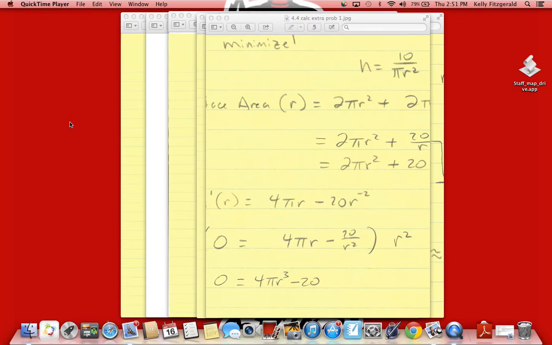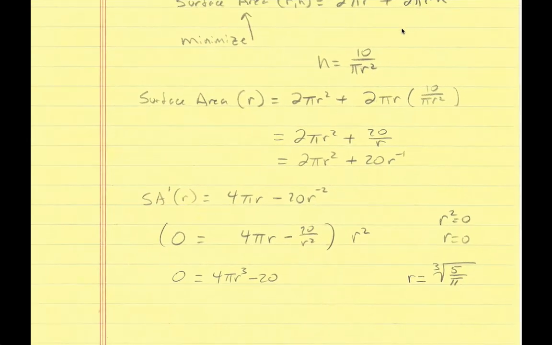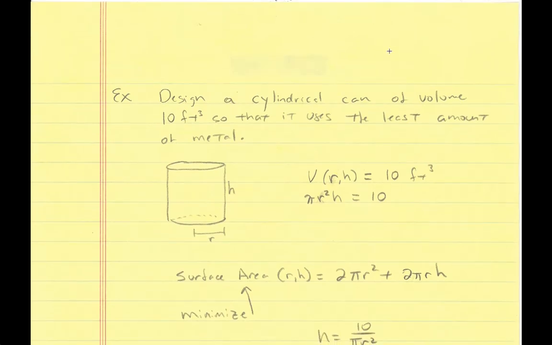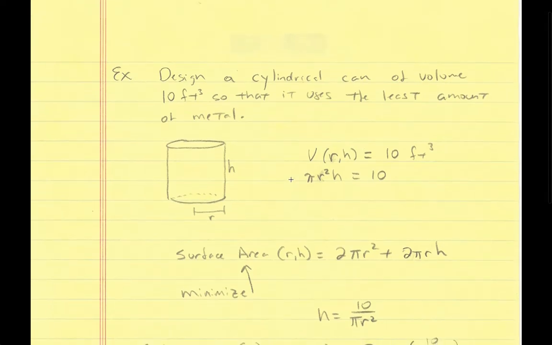Looking at 3 examples in order to increase your knowledge on 4.4 and the optimization problems. These are all from our notes, and the first one I will be doing will be the concept of drawing another cylindrical can. Now in this case, the volume is 10 cubic feet, and we want to use the least amount of metal. Now, a couple things we're given with this.